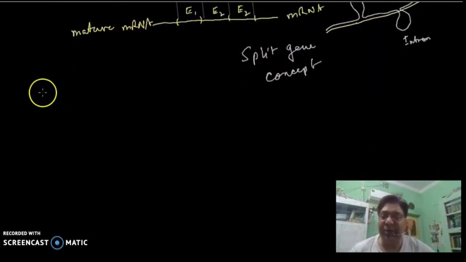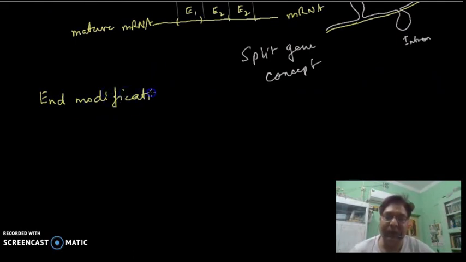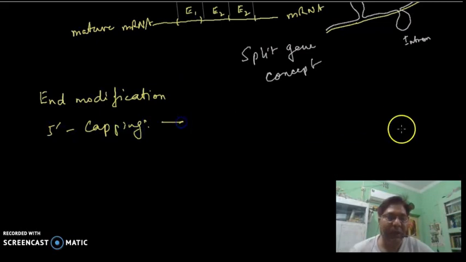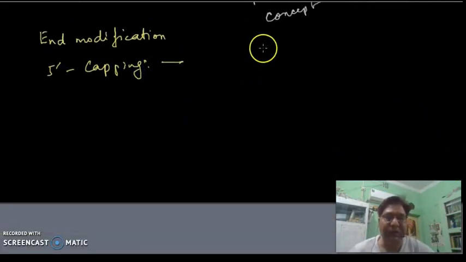So now let us talk first about end modification. Then we will go for splicing. End modification, and firstly we will talk about 5' capping. What is 5' capping? As we mentioned, the hnRNA that is produced contains a triphosphate at the 5' end.